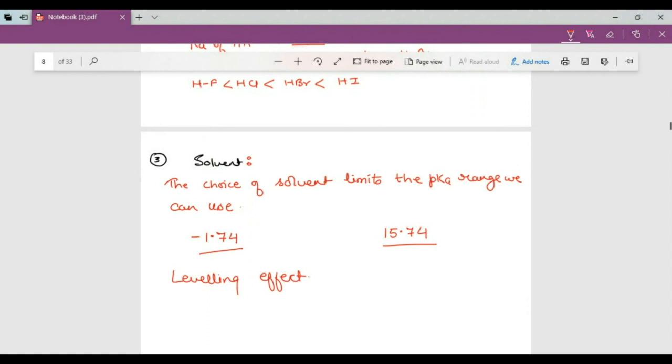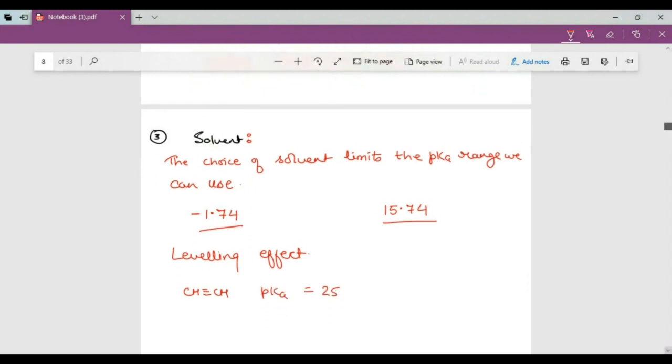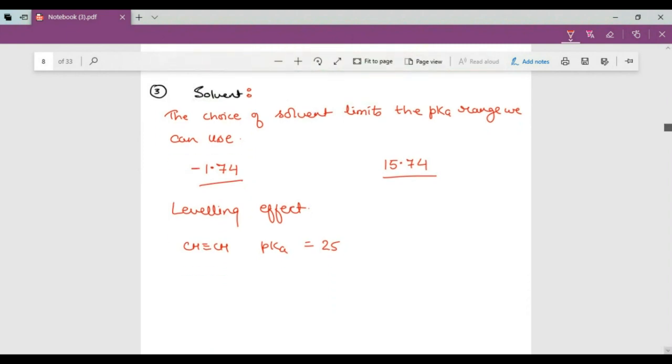Even if I want to remove a proton from something having a higher pKa, and I want to do it in water, let me take the example of acetylene, which has a pKa of 25. Now I want acetylene to behave as an acid in water. So what will I do? I'll write that I want a reaction like this, that C minus and H3O plus should form.